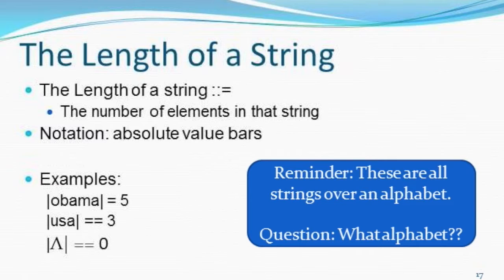Remember, these are all strings over an alphabet, right? When we want to talk about a string, we have to say it's a string over an alphabet. So the question is, what alphabet could these strings be over? Well, there's an infinite number of alphabets it could actually be a string over, right? One is all English lowercase letters. One alphabet might be all of the symbols on your typewriter keyboard. Another might be all of the English lowercase letters plus all the individual digits from 0 to 9, plus all of the smiley faces you can think of.